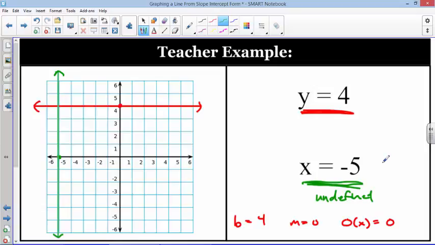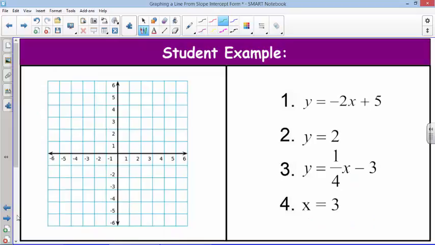Alright, that's pretty much all the teacher examples we have. So go ahead and work through a few student examples. Pause the video right here, come back, and we'll work through them together. Alright, so for number 1, I'm going to do a red line. Number 2, I will do a green line. 3 will be blue, and 4 will be purple.